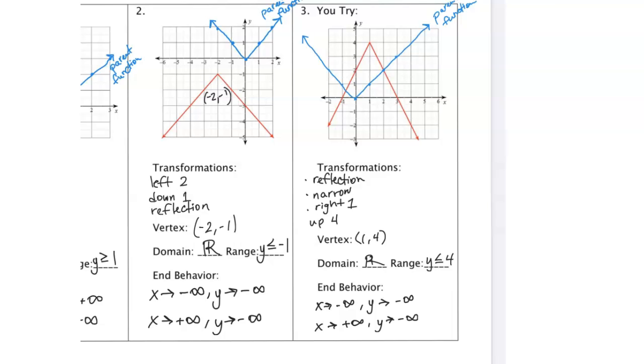All right, and we have our answers. For this one, our blue is our parent function. We're comparing it to its changes that have been made with the red one. We have a reflection. It's upside down. It is narrow, so it's not as wide as the blue one. We shifted right by 1 as far as our vertex, and up by 4 is where our new vertex is. So the vertex is at 1, 4. We have our domain of all real numbers. Our y is less than or equal to 4 is our range. And then we have our end behavior.